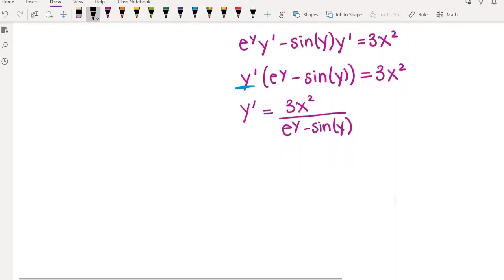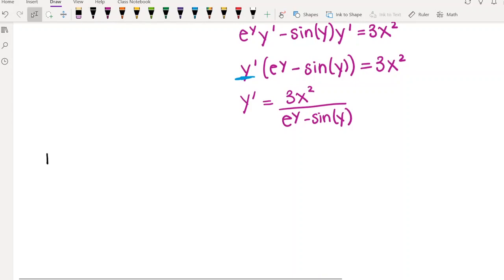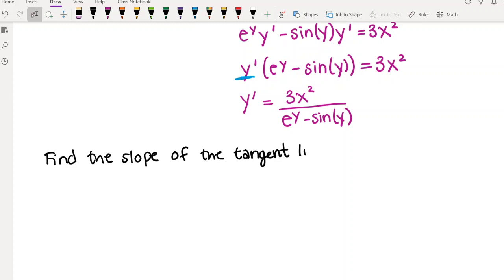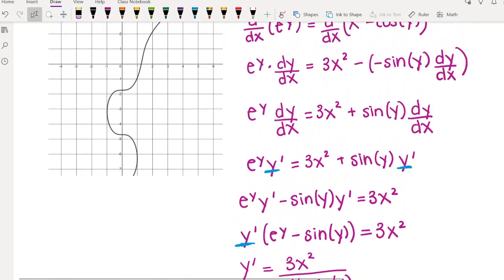So one last question here, which is, again, let's try to find a slope of a tangent line. So let's say we wanted to find the slope of the tangent line at the point, and hopefully I have this right, I think the point was cube root of 2, comma 0. I believe that's the right point. So that would be this point here on our graph.